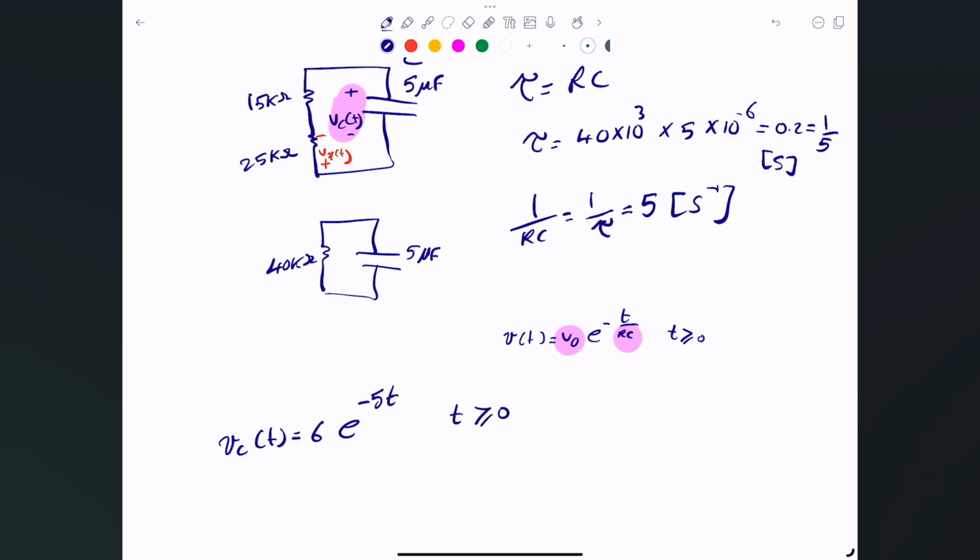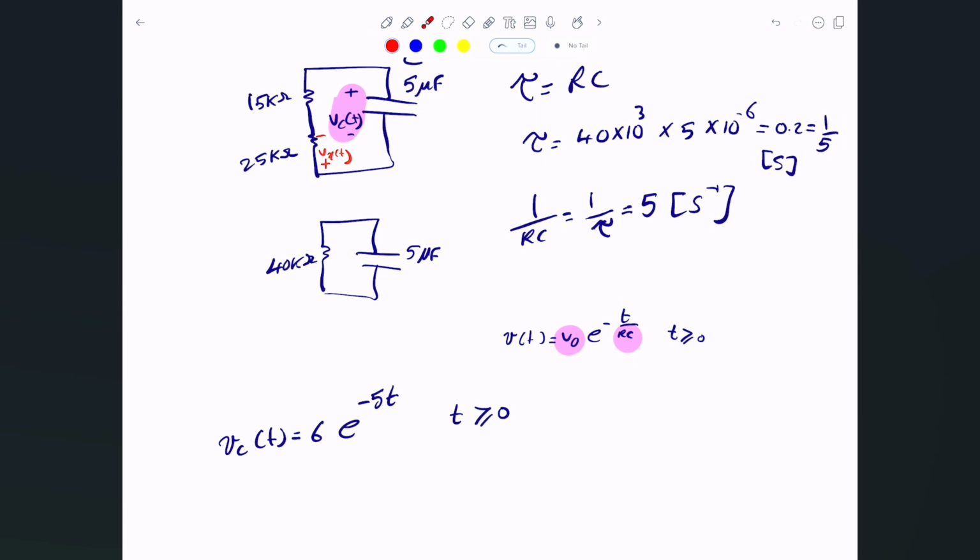Remember, the equality is fine because before and right after 0, the capacitor's voltage does not change. And as a sanity check, if we wait for infinite time, or 5 taus, this will go to 0 and the capacitor voltage will go to 0, which makes sense. There are no sources in this particular circuit, so that's it.